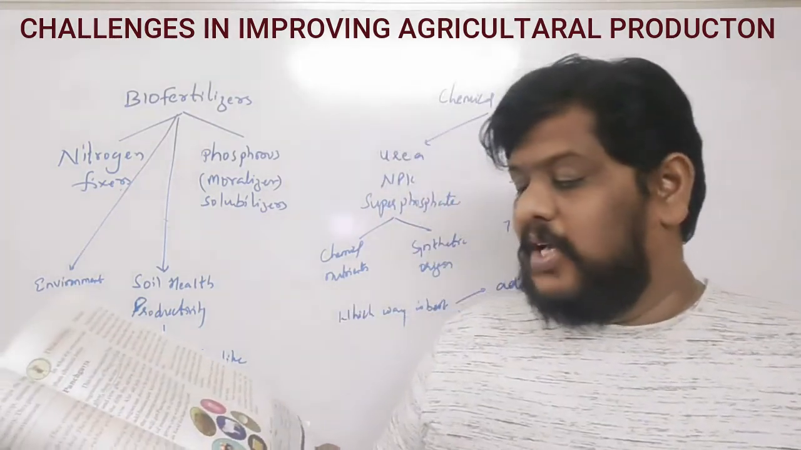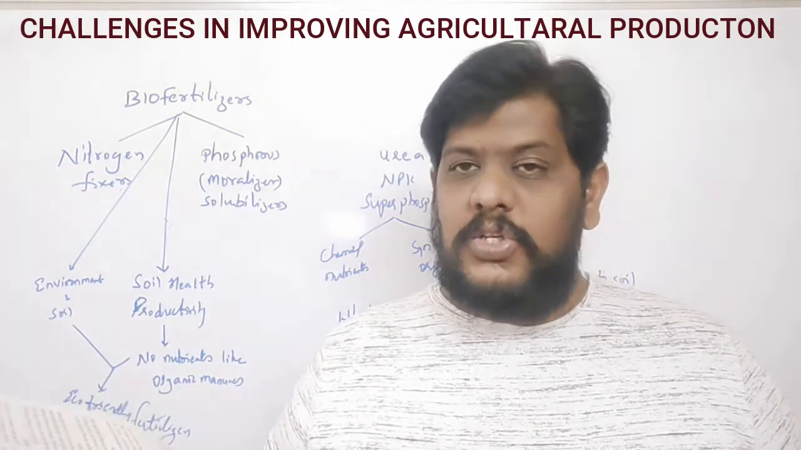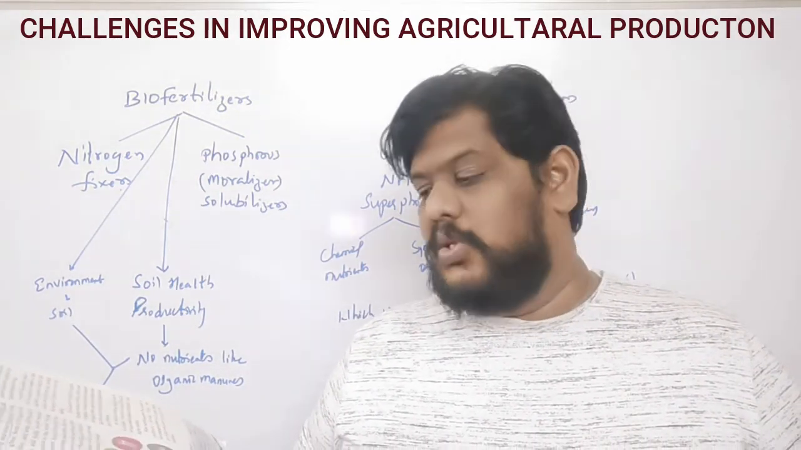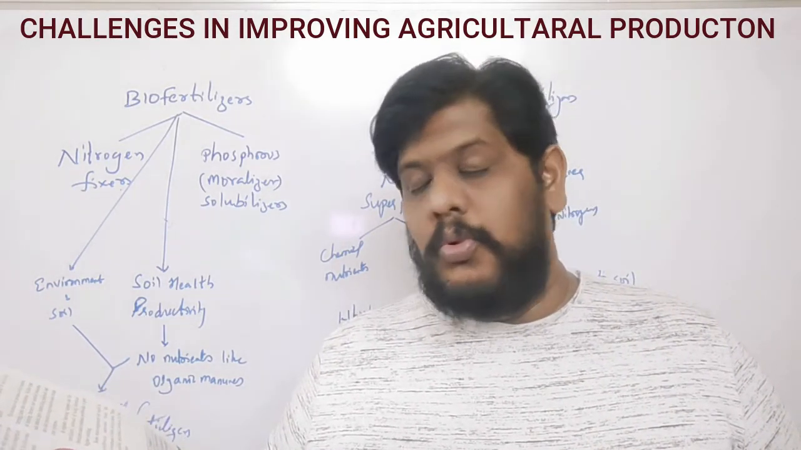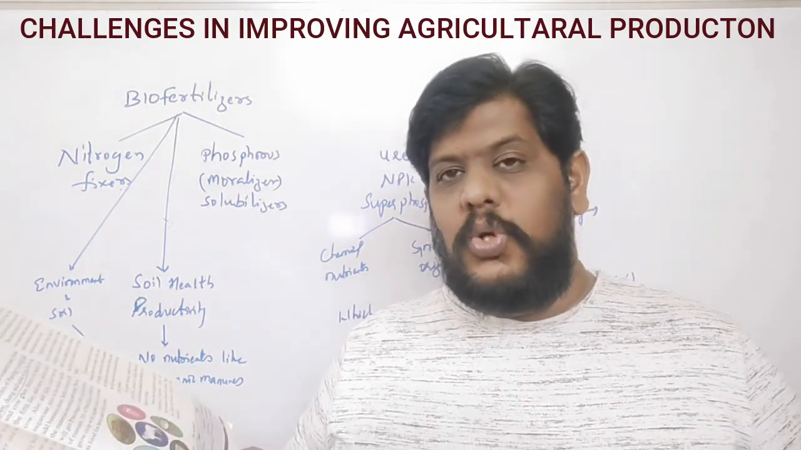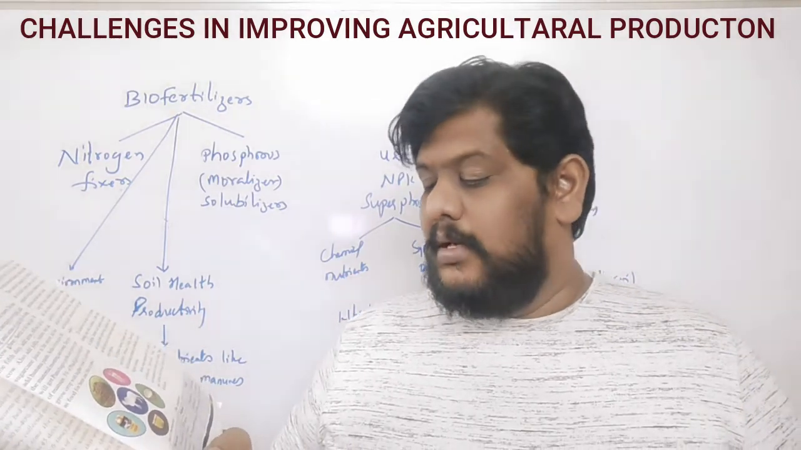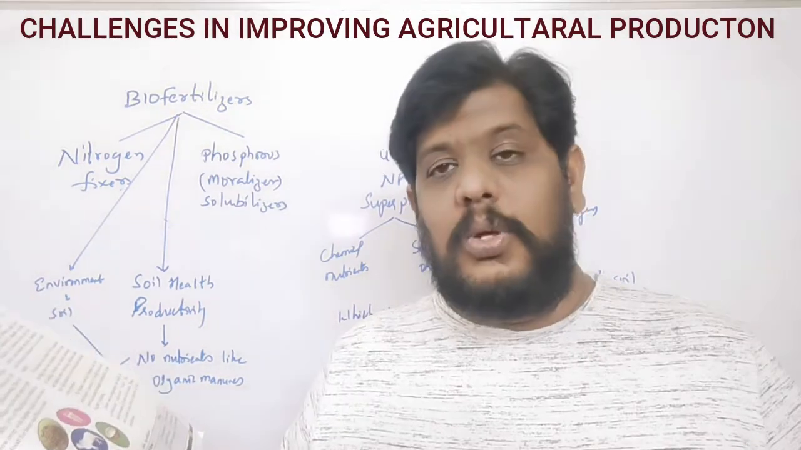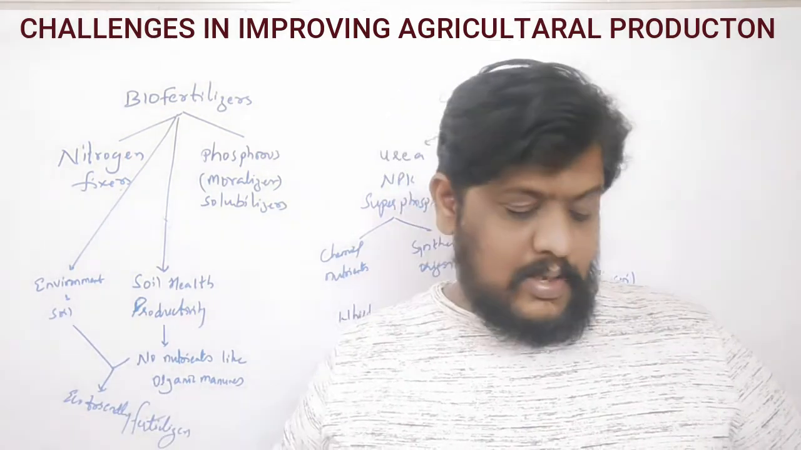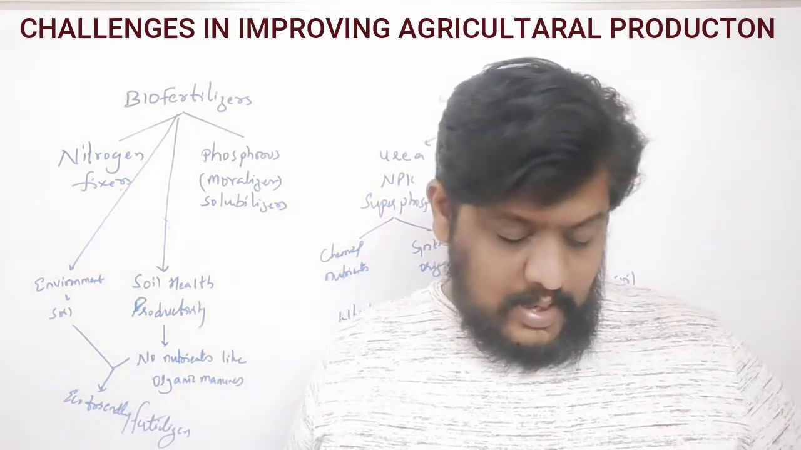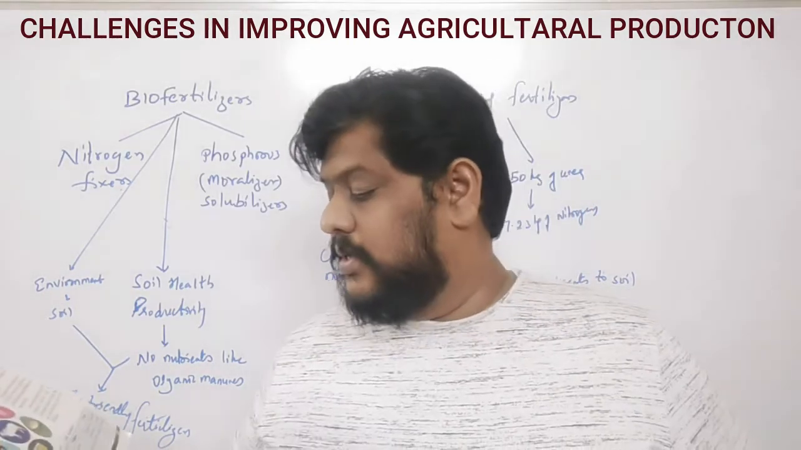The second one is phosphorus solubilizers. Whatever phosphorus is there in the soil should be made soluble. So there are some solubilizers here, that is Bacillus and Pseudomonas. So Rhizobium, Azotobacter, Azospirillum, and Bacillus, Pseudomonas are the different types of bacteria being used as nitrogen fixers as well as phosphorus solubilizers. That is how bacteria are used.